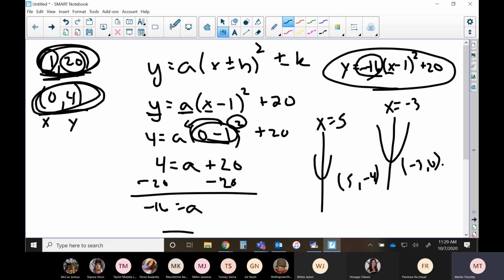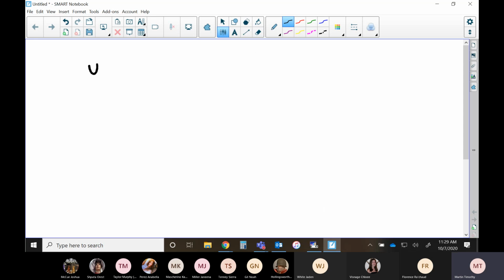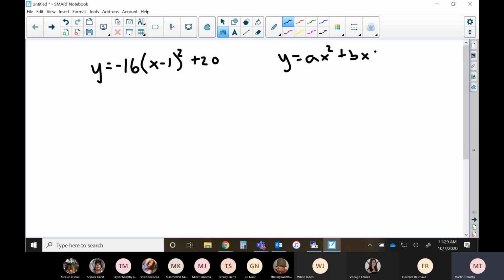Now the next part says, hey, I need you to go ahead and take this form and change the way it looks. And the way we want it to look is like this, which is called standard form. Well, remember when we did linear equations? How many forms did we have? What are they?